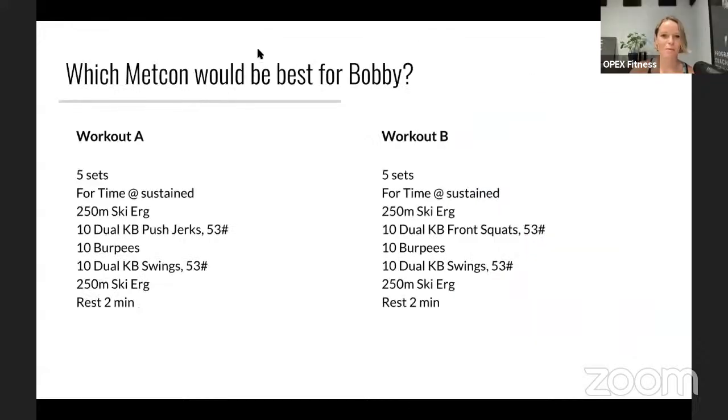All right, guys, we've got a couple options for Bobby. Let's talk about what might be best. So workout A, we have 5 sets for time of a 250 meter ski erg, 10 dual kettlebell push jerks, 10 burpees, 10 dual kettlebell swings, 250 meter ski erg. And then workout B, we have very similar, but we have front squats in there. So guys, A or B, would love to know why you selected one over the other in the chat box.